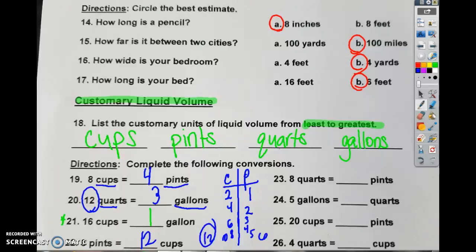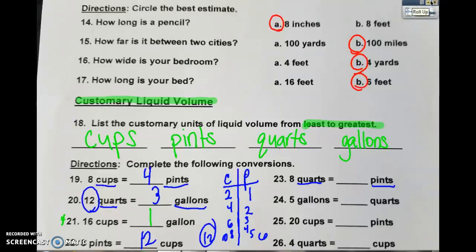Alrighty, the last four now. Okay, 8 quarts to pints. Quarts to pints. So I'm going bigger to smaller, so I'm multiplying. Multiplying something with 8 because the 8 is right here.